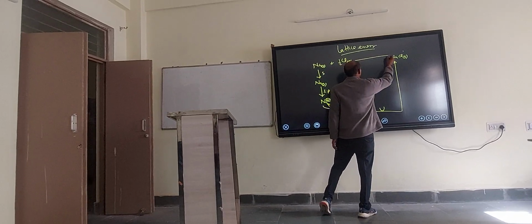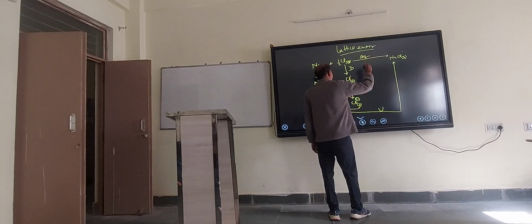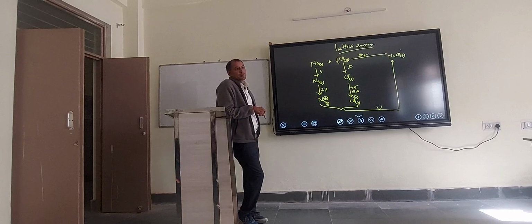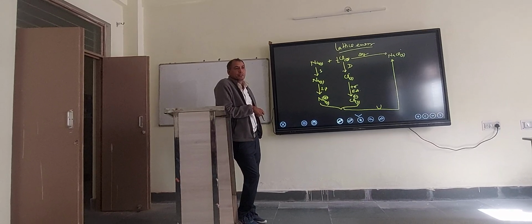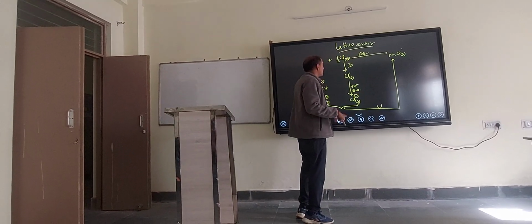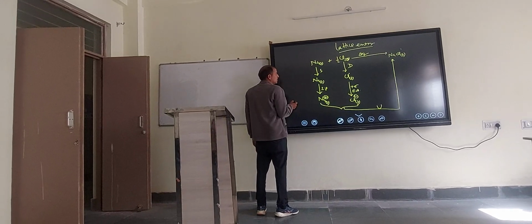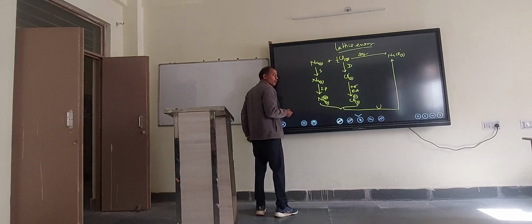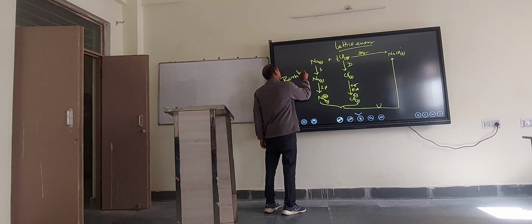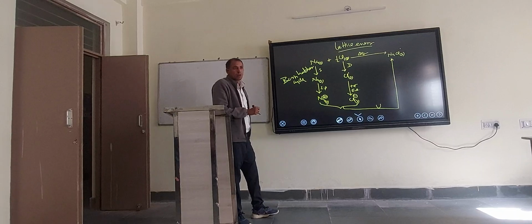When one mole of substance is formed from its elements in molecular condition, that is called heat of formation, delta H F. This is the way on the basis of Hess law. This is called the Born-Haber cycle. The Born-Haber cycle is based on Hess law.